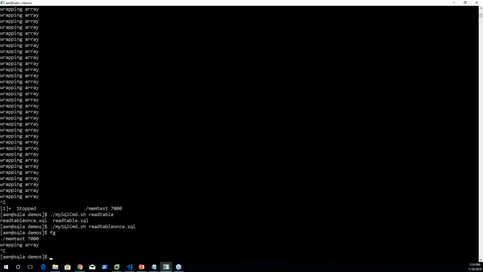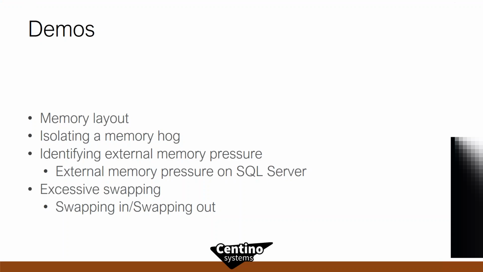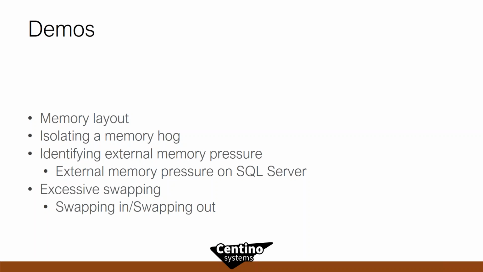So what we did there, and let's recap that, is we checked out the memory layout on the system. We saw we had about 11.6 gigs and about 8.9 allocated before we started the demo. Then we found that SQL Server was the big consumer of that. And then we started up a process that put a lot of external memory pressure on SQL Server on Linux, right? And then we saw what happened.